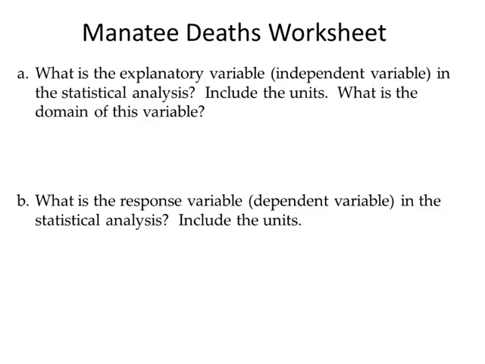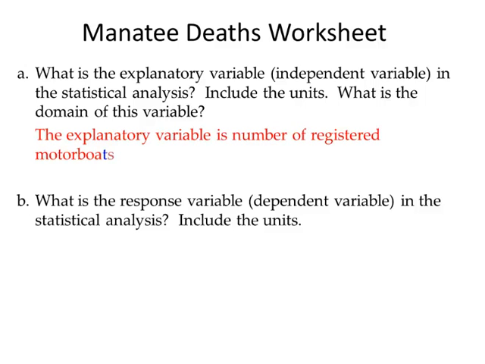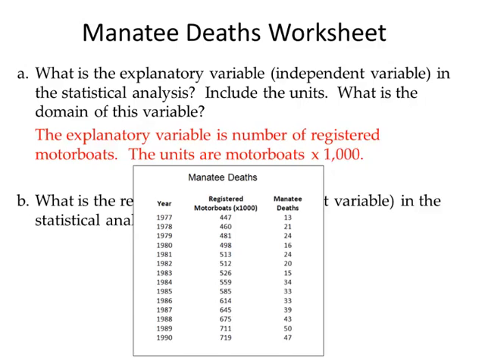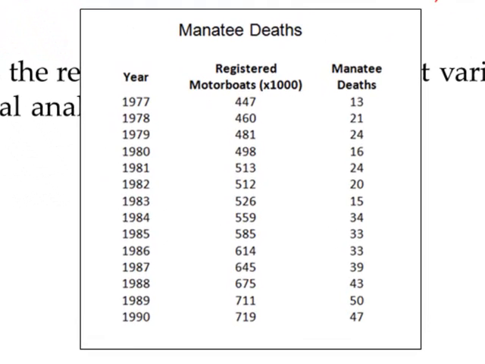Letter A. What is the explanatory variable in this statistical analysis? Include the units. What is the domain of this variable? The explanatory variable is the number of registered motorboats. The units are motorboats times 1,000. For the domain, we need to look at the data.